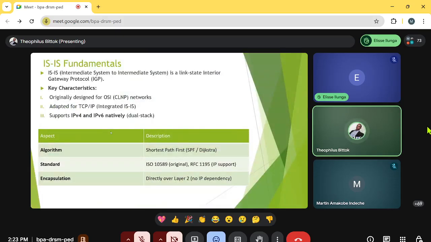So, as I said earlier, ISIS is another IGP routing protocol, and it's a link state routing protocol, just like OSPF. It was basically designed for OSI, and you'll find that ISIS actually uses the connectionless network protocol. So mostly you'll find ISIS is operating on the data link layer.